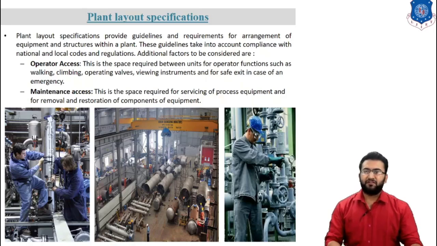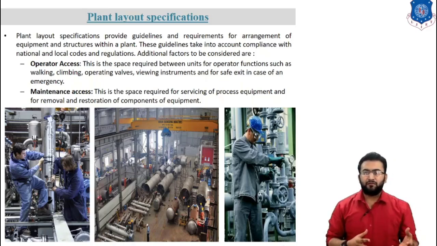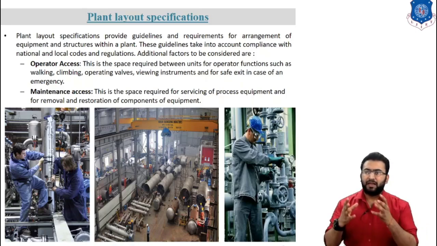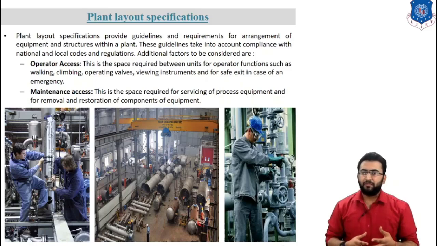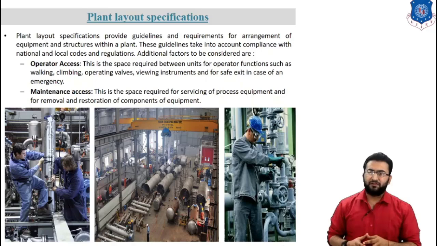Plant layout specification provides guidelines and requirements for the arrangement of equipment and structures within a plant. These guidelines take into account compliance with national and local codes and regulations. Additional factors to be considered are plant safety, plant operability, plant maintenance, site conditions, environment, and atmospheric conditions. These are all factors which affect plant layout specification.